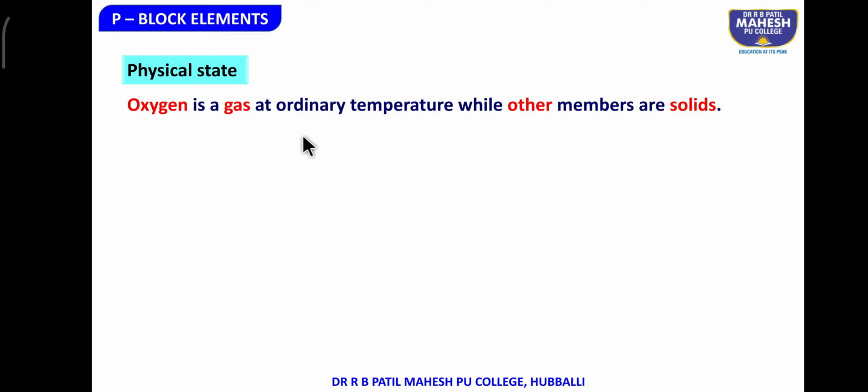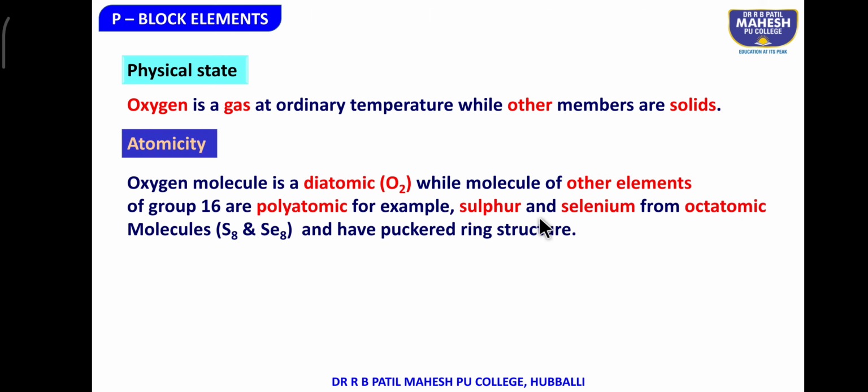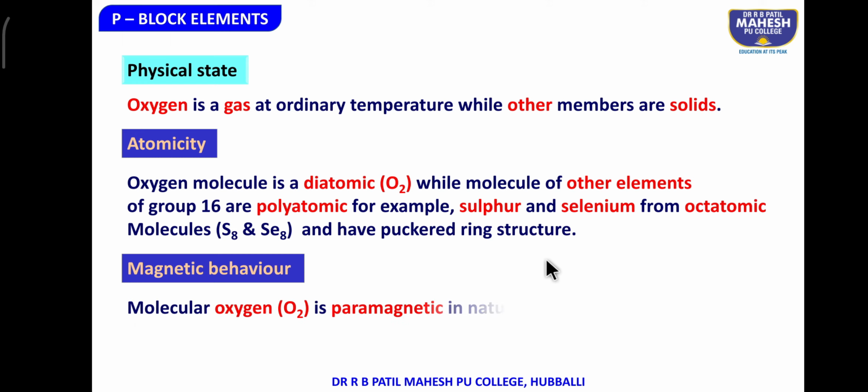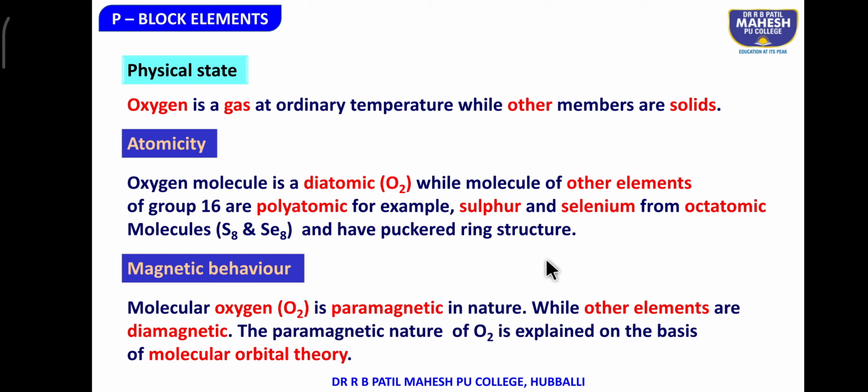Oxygen is a gas at ordinary temperature while other members are solids. Oxygen is a diatomic gaseous molecule whereas other elements are polyatomic. For example, sulfur and selenium are octatomic in nature with a puckered ring structure. Oxygen is paramagnetic in nature whereas other elements are diamagnetic in nature. This paramagnetic behavior is explained with the help of molecular orbital theory, MOT.